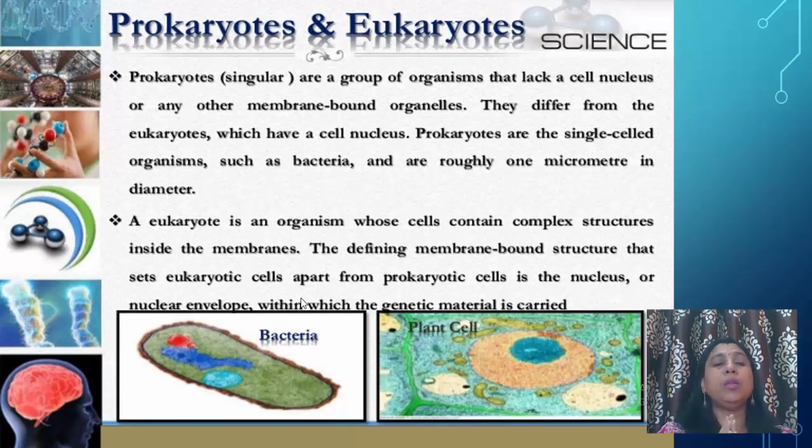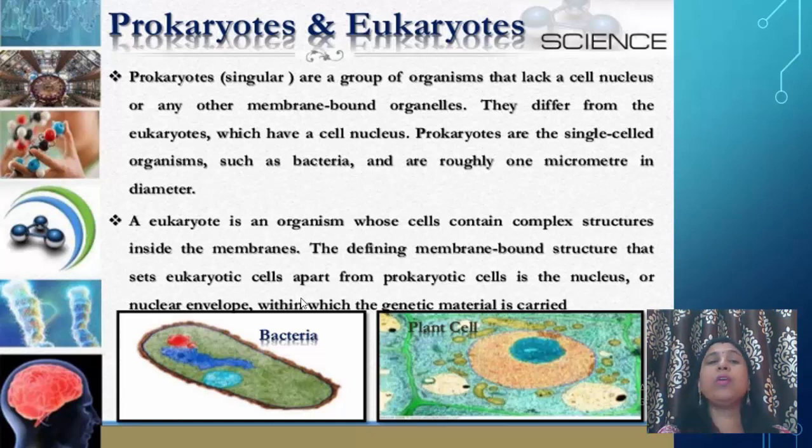Whereas a eukaryote is an organism whose cells contain complex structures inside the membranes. The defining membrane-bound structure that sets eukaryotic cells apart from prokaryotic cells is the nucleus, or nuclear envelope, within which the genetic material is carried.